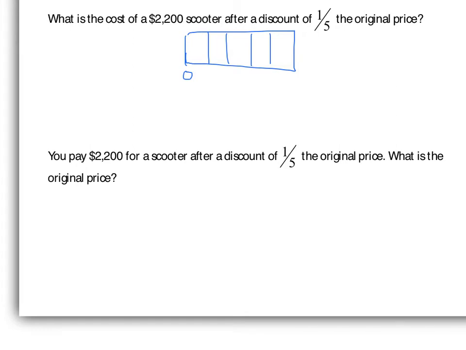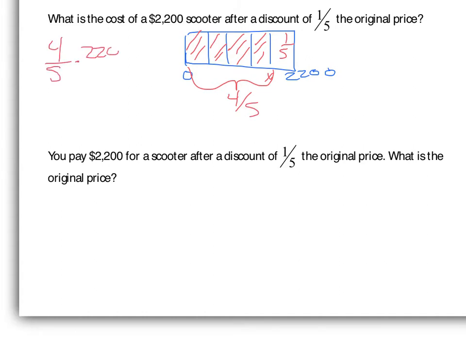So we know that the scooter originally cost, it's a $2,200 scooter, but we're getting 1/5 off. So what we're left with is our unknown here, which is 4/5 of that original cost. So 4/5 of $2,200.